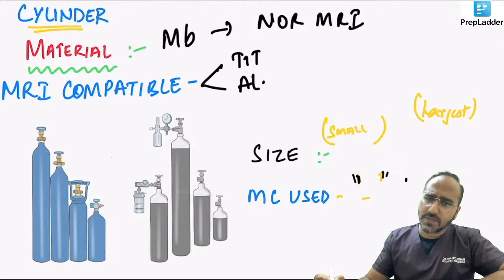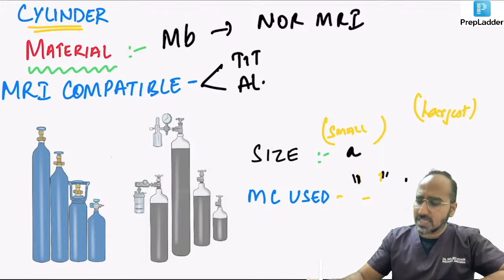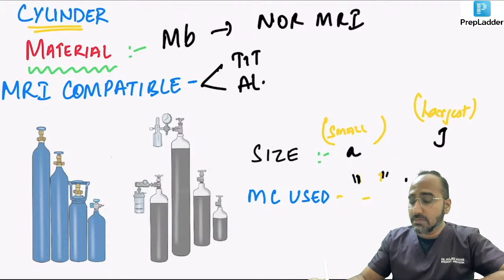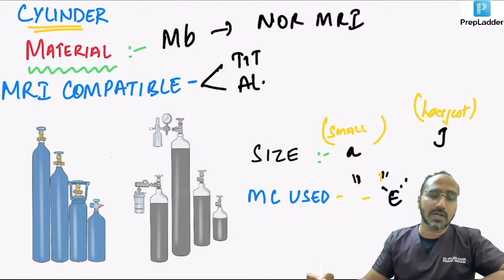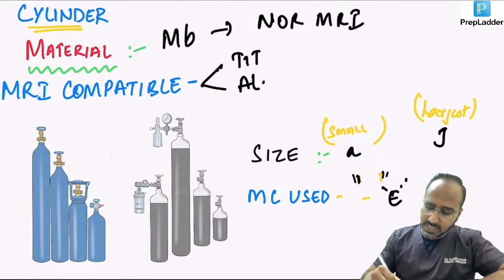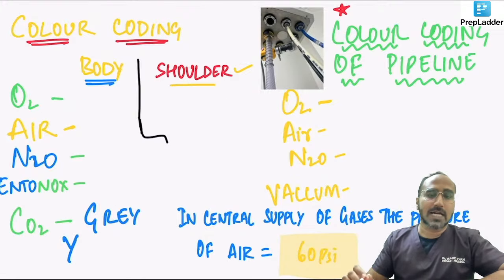And what are the sizes of cylinder? Smallest is A, largest is J. And the most commonly used size cylinder is what, guys? Size E cylinder. Now we have to remember the color coding.